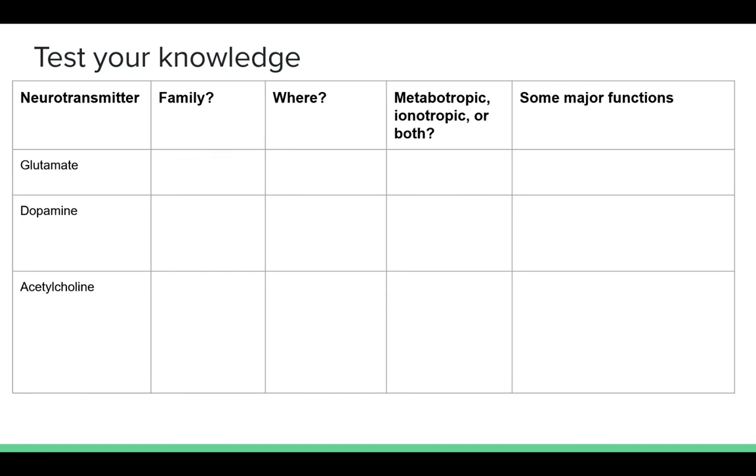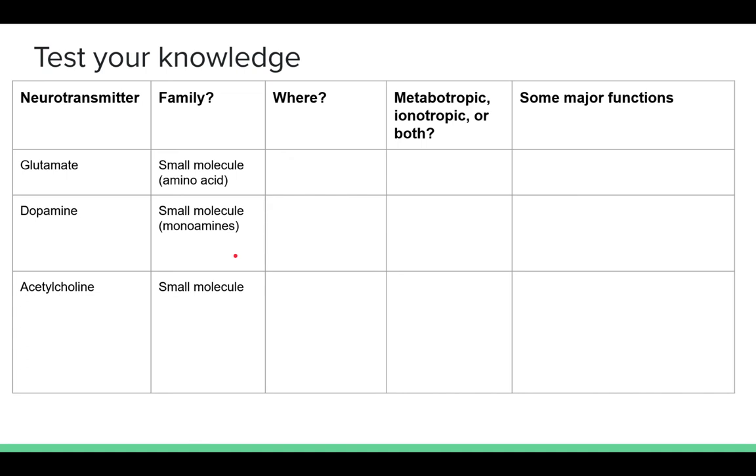If we think of some of the most basic information we can recall about these neurotransmitters, we can talk about their family. You should hopefully remember that all of these are classified as small molecule neurotransmitters. And those of you who have a really good memory will remember that for glutamate, the subfamily is the amino acid neurotransmitters. Dopamine's subfamily is the monoamines. And acetylcholine is actually its own really special little subfamily in and of itself.